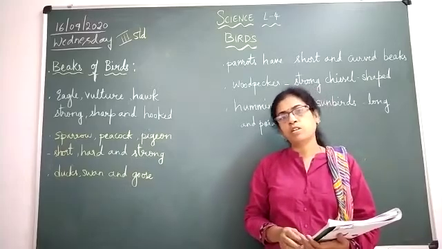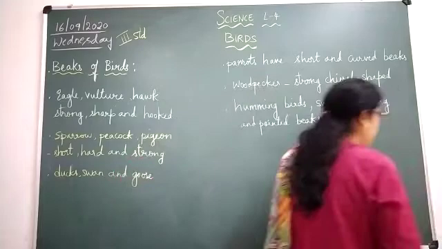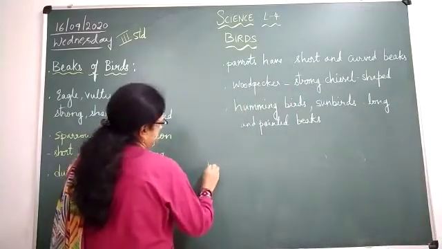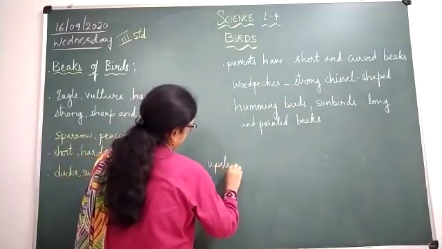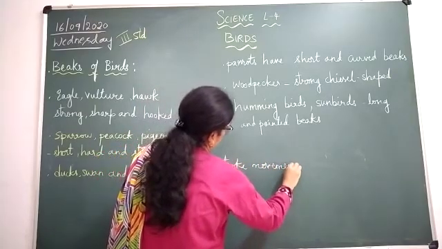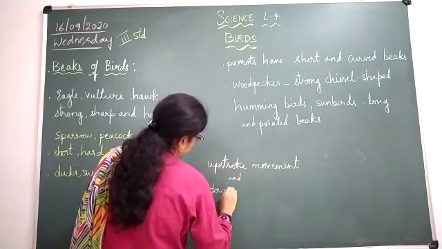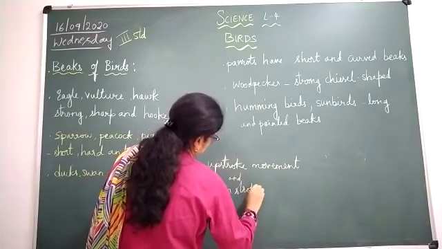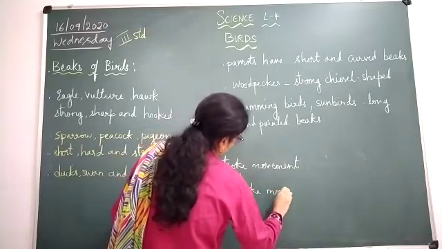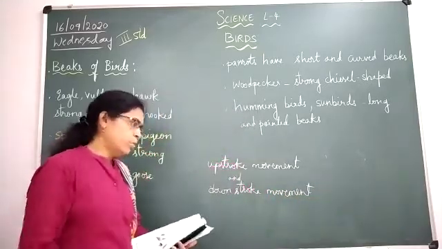And we also learnt about two movements of wings. So what are they? Upstroke movement and downstroke movement.